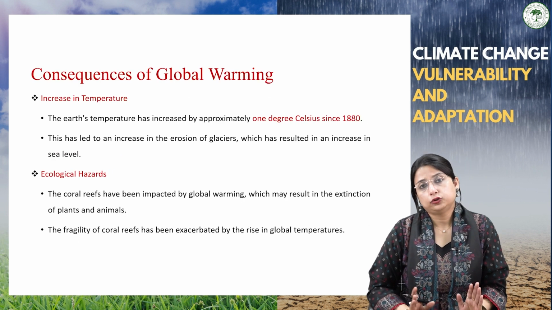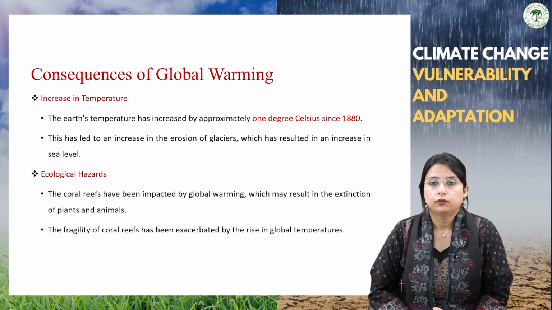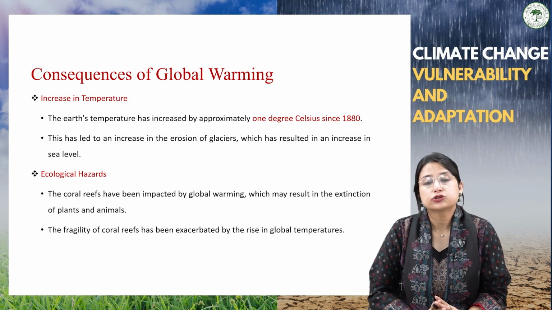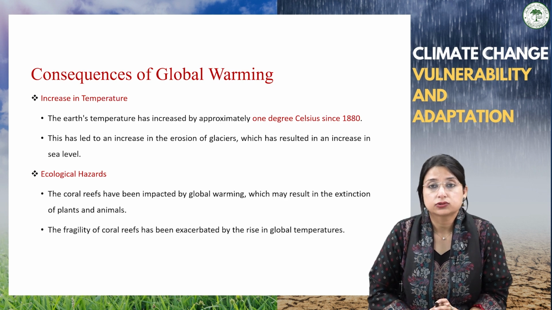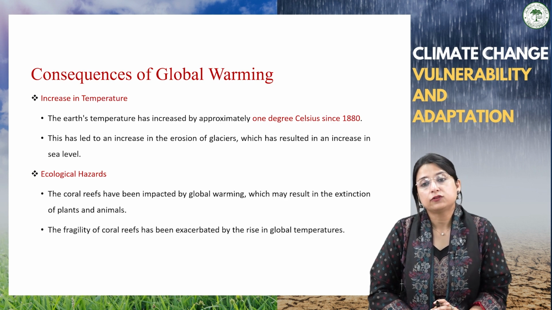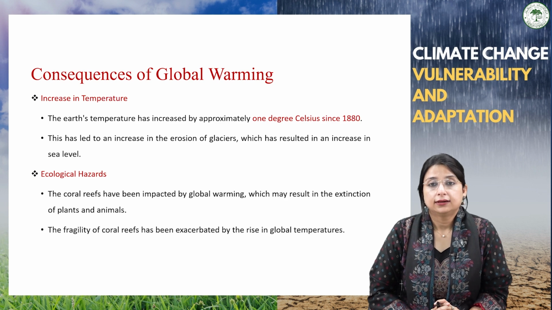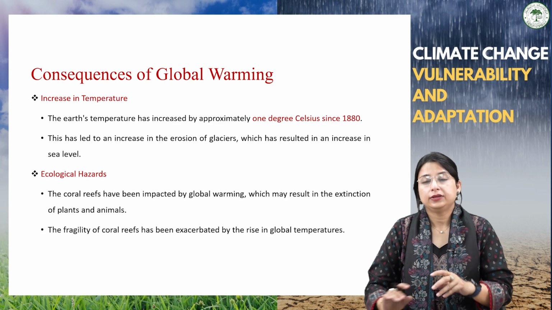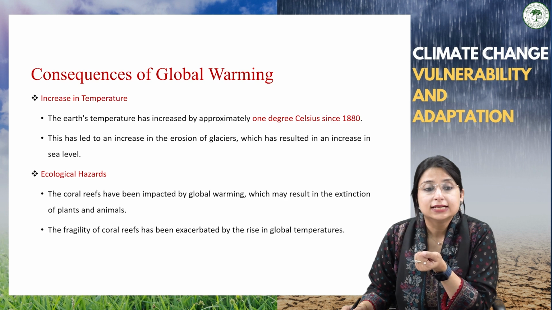Although there are lots of consequences of global warming, here I have mentioned a few major ones. Global warming directly leads to an increase in temperature, and we know that the temperature has increased by almost 1.1 degrees centigrade compared to the 1880s. This has led to increased erosion of glaciers, melting of ice and permafrost, which has resulted in the increase of the sea level.